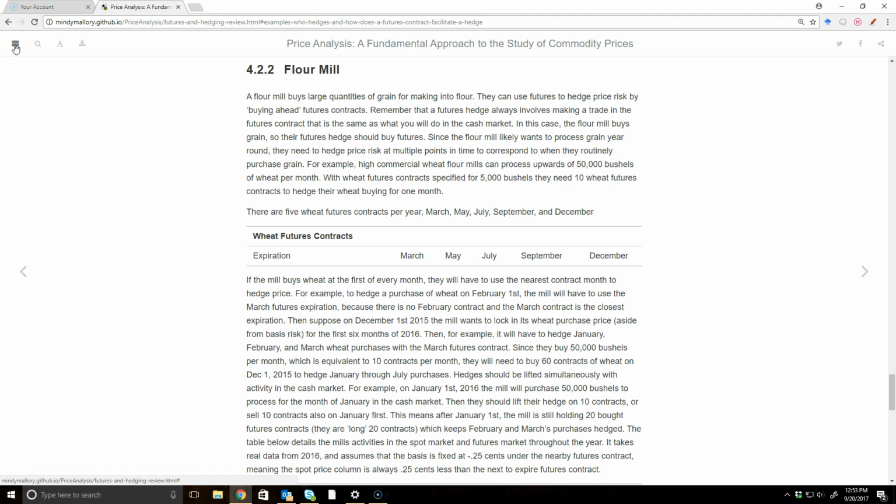We're going to continue in Chapter 4 of Price Analysis, a fundamental approach to the study of commodity prices, and we're going to continue with another hedging example. We're going to consider a flour mill whose business is buying wheat in the cash market and grinding it into flour. This is a little bit different than the farmer example we had before because the farmer was selling in the cash market, so therefore his hedging activity should be selling in the futures market. The flour mill is, of course, buying in the cash market. That means the hedge that they place should be buying in the futures market.